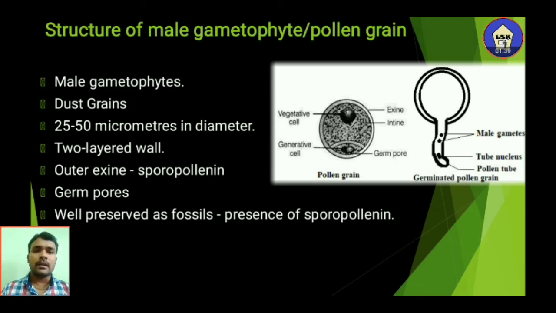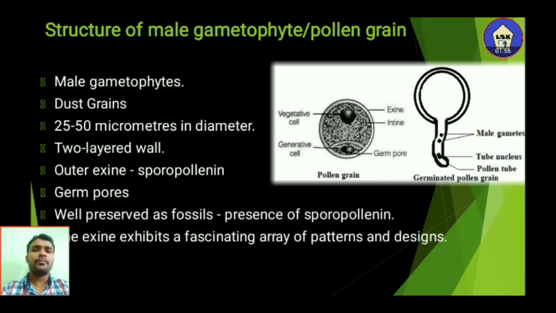The pollen grains are well preserved as fossils. That is mainly because of the chemical component found in their exine, called sporopollenin. As I told earlier, it is highly rigid, highly resistant to temperature variation, pressure or pH variation, etc. The exine exhibits a fascinating array of patterns and designs.